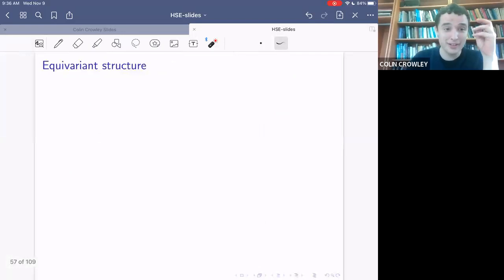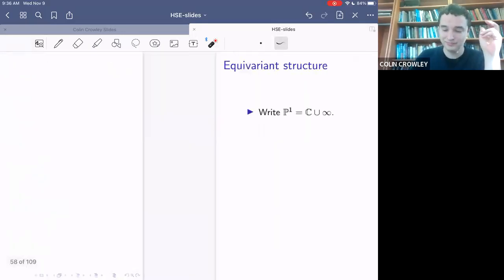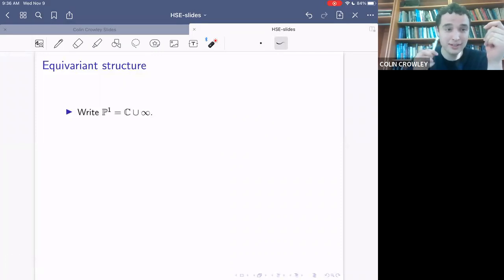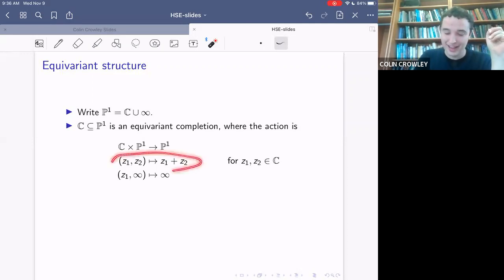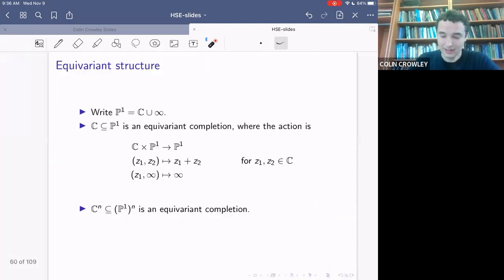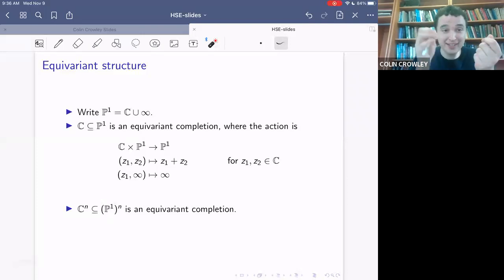Okay. So now where is the equivariant structure here? So I'll write P1 as C and infinity in the standard way. And then of course, C inside of P1 is an equivariant completion where the action is really the only thing it could be. So I add complex numbers in the usual way. And given a complex number, it acts on infinity by just fixing infinity. And now taking products of this example, I can see that Cn inside of P1 to the n is also an equivariant completion.